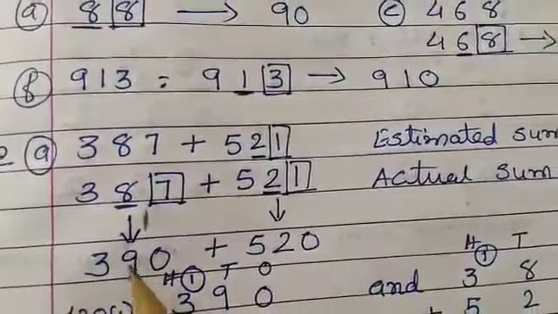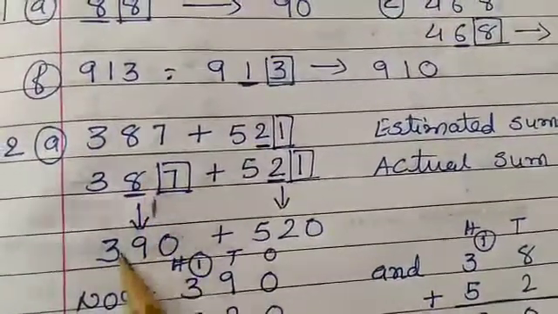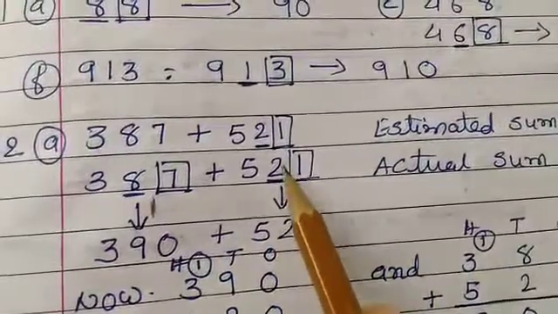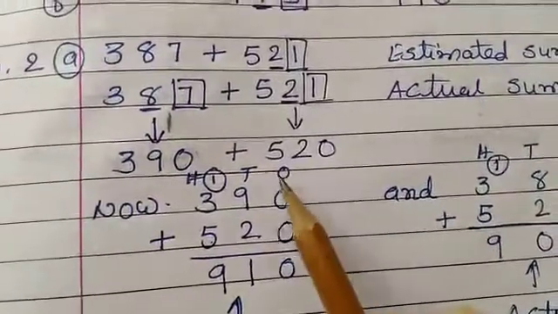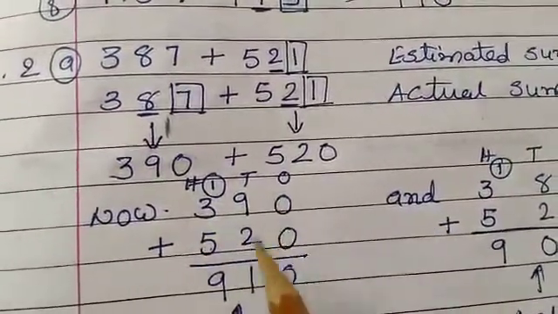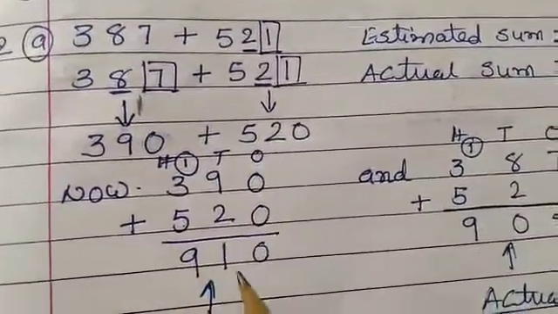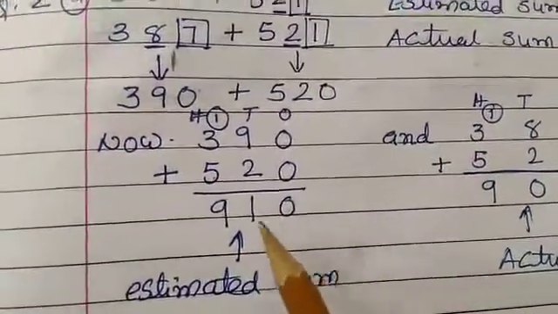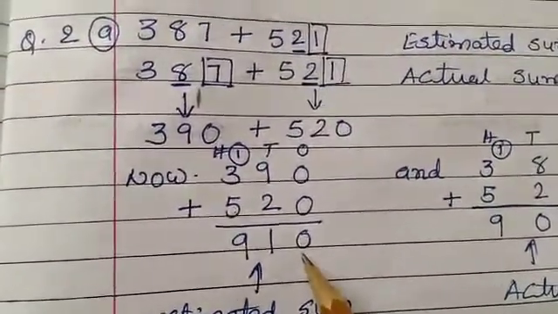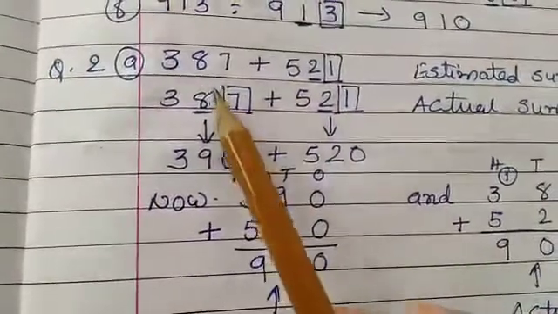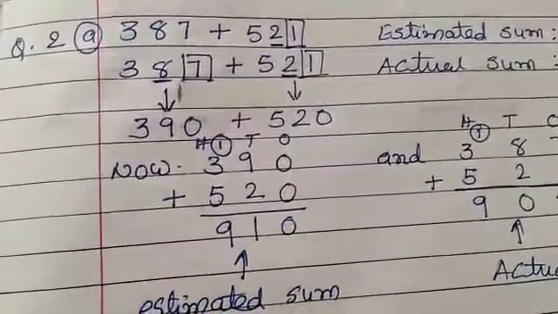Dear students, now we have found two estimated numbers, 390 plus 520. Now we will add both the numbers like this: ones, tens and hundreds. We will arrange the numbers and add the ones place, tens place and hundreds place. Our answer is 910. Students, this 910 is called the estimated sum. Why estimated sum? Because we have rounded off both these numbers first, then added. That's why this is called the estimated sum.